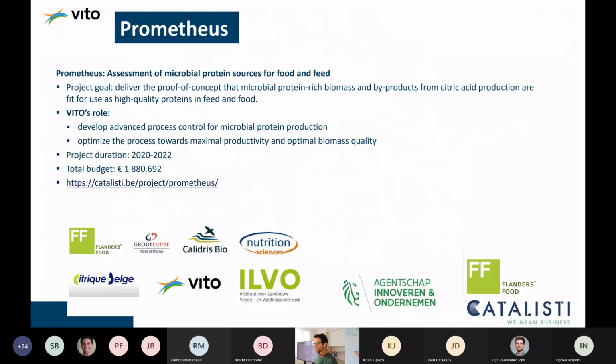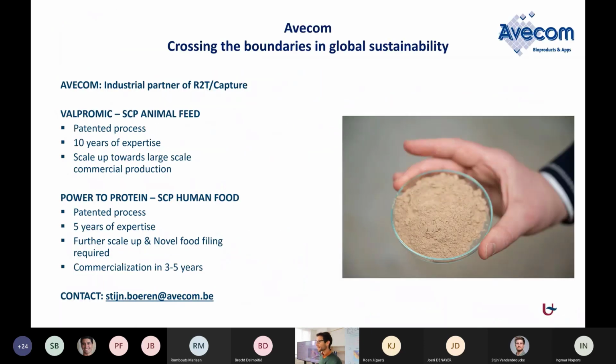Now, another example of an interesting project linked to this carbon economy is the Prometheus project, in which VITO is involved. And here, VITO has a very special role to look into advanced process control and tuning of the biomass quality and productivity. So this is together with Calidris Bio and many other partners, a project funded by Catalisti and Flanders Innovation. And then finally, we have our industrial partner within R2T, which is Avecom.